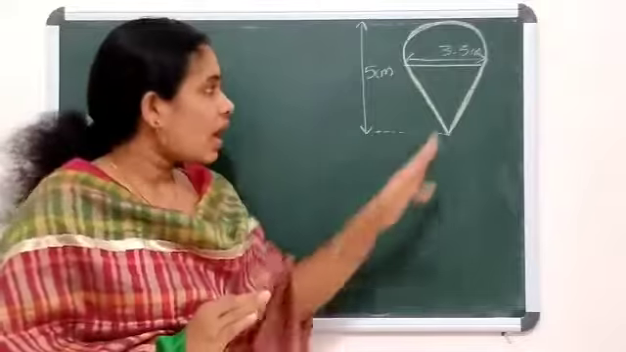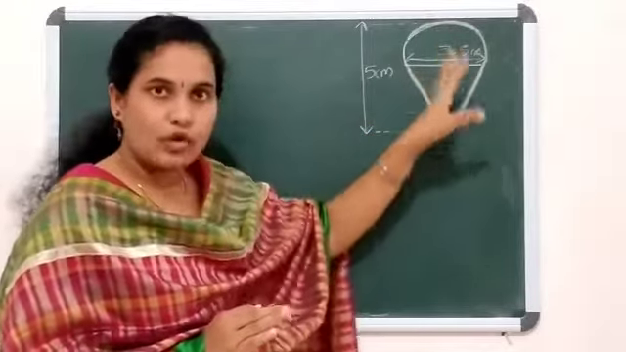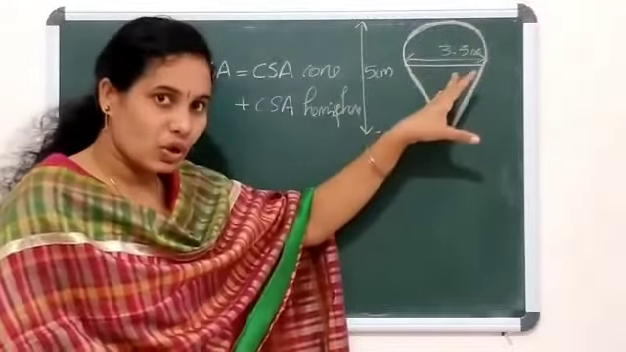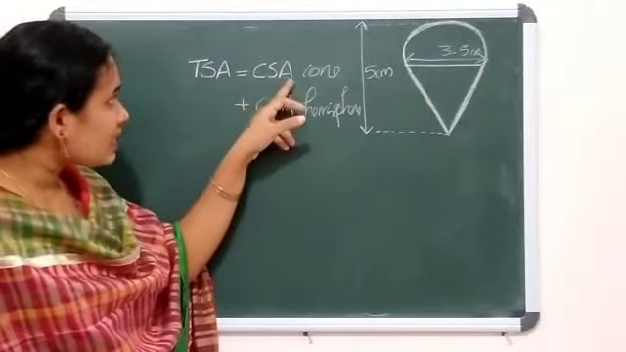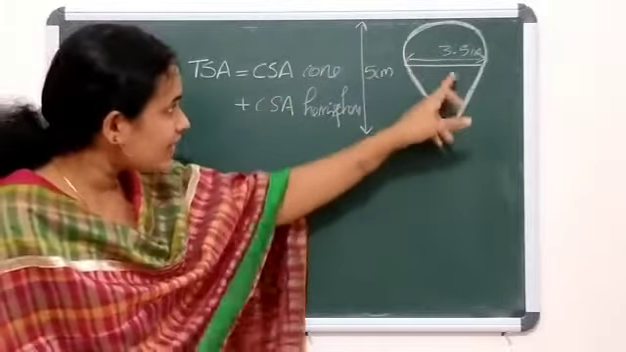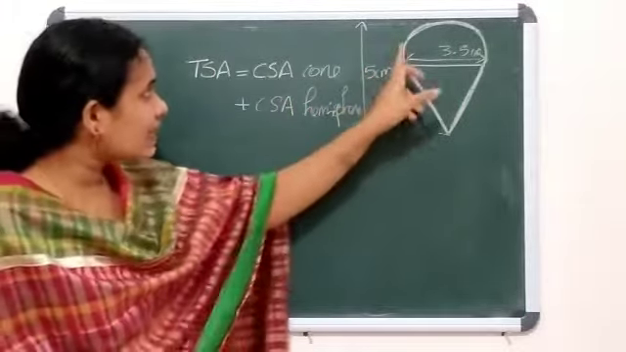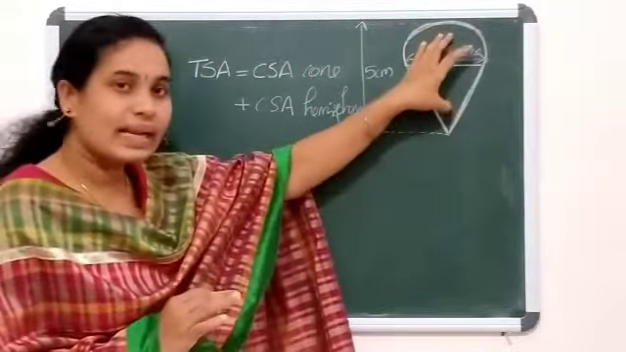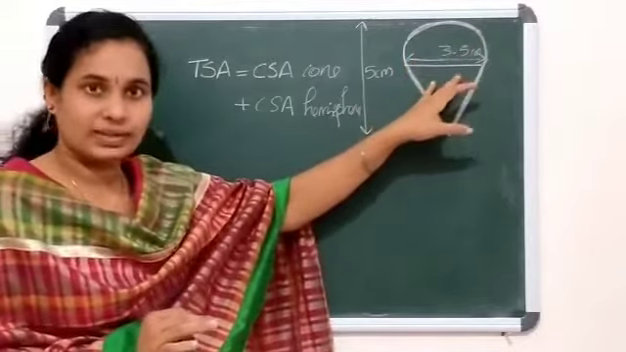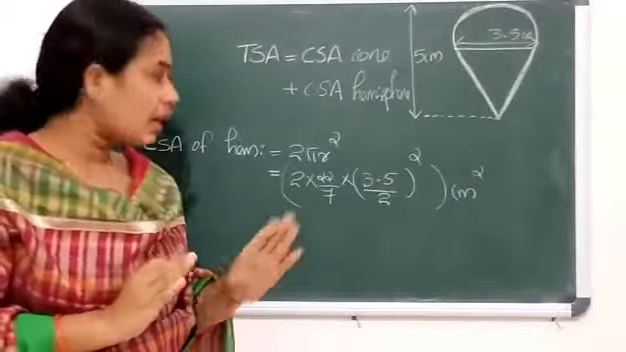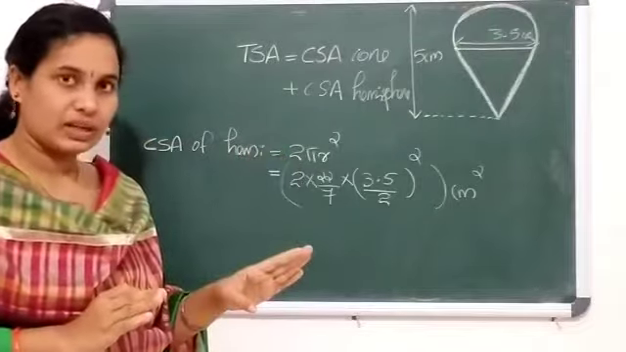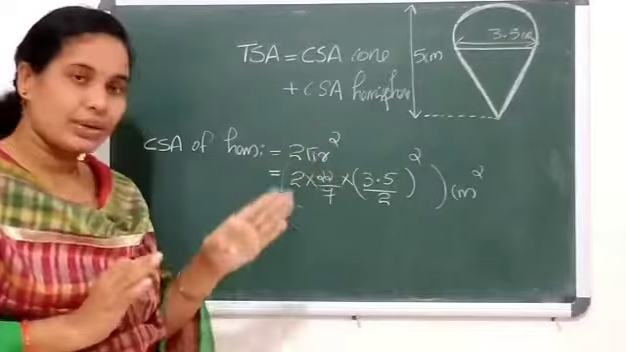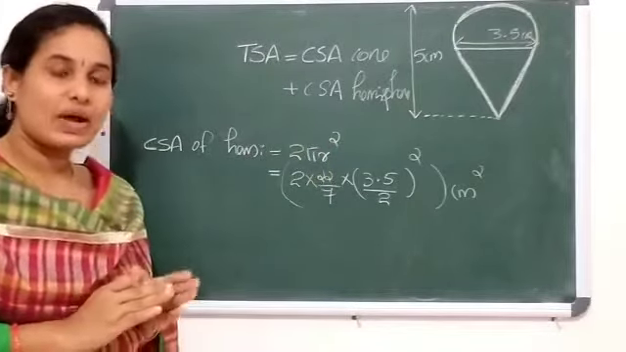We already discussed how to find the surface area of this new solid. We find the total surface area by this equation: curved surface area of the cone plus the curved surface area of the hemisphere. That will give the total surface area of this new solid. You all know how to find the curved surface area of a hemisphere. The equation is 2 pi r square.